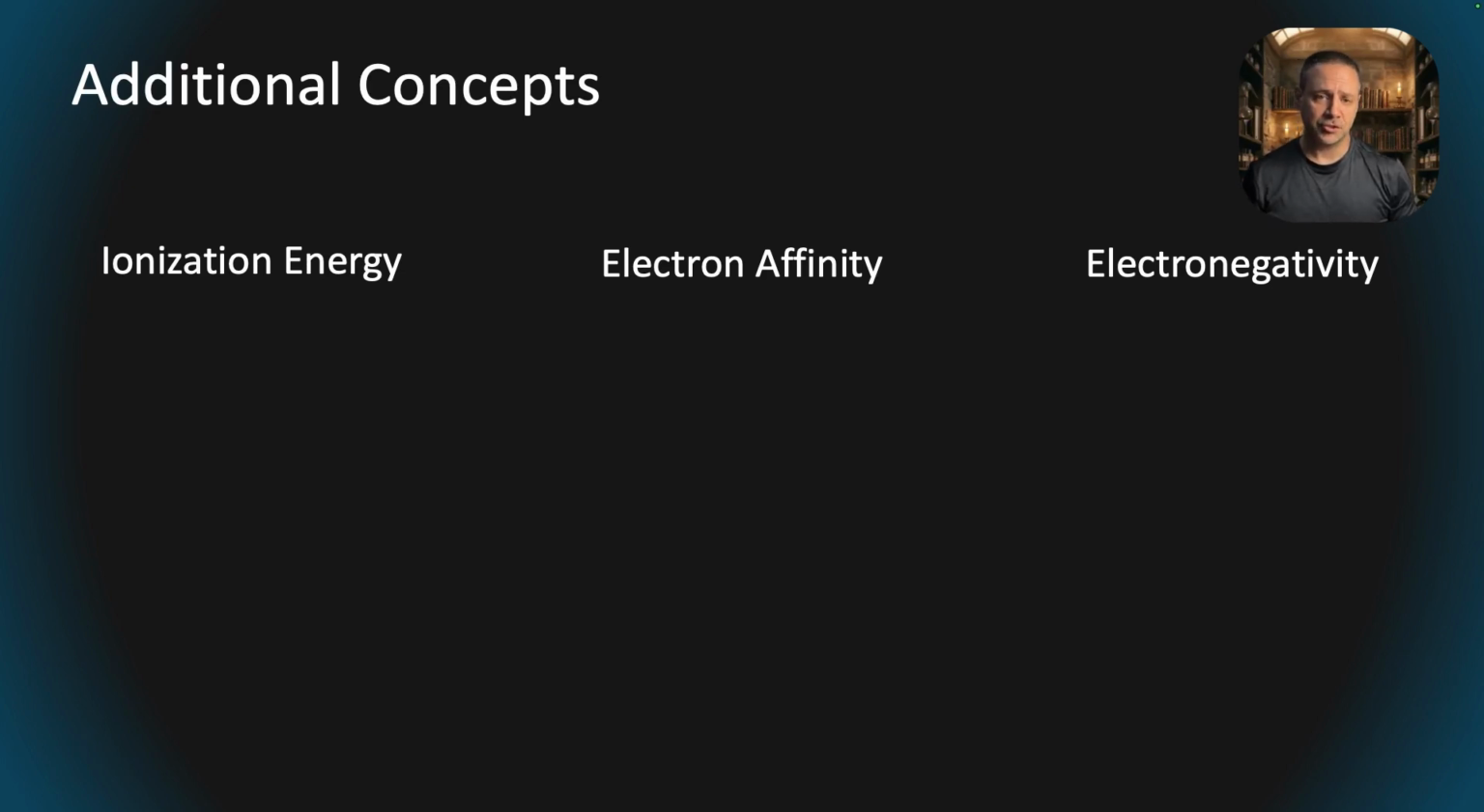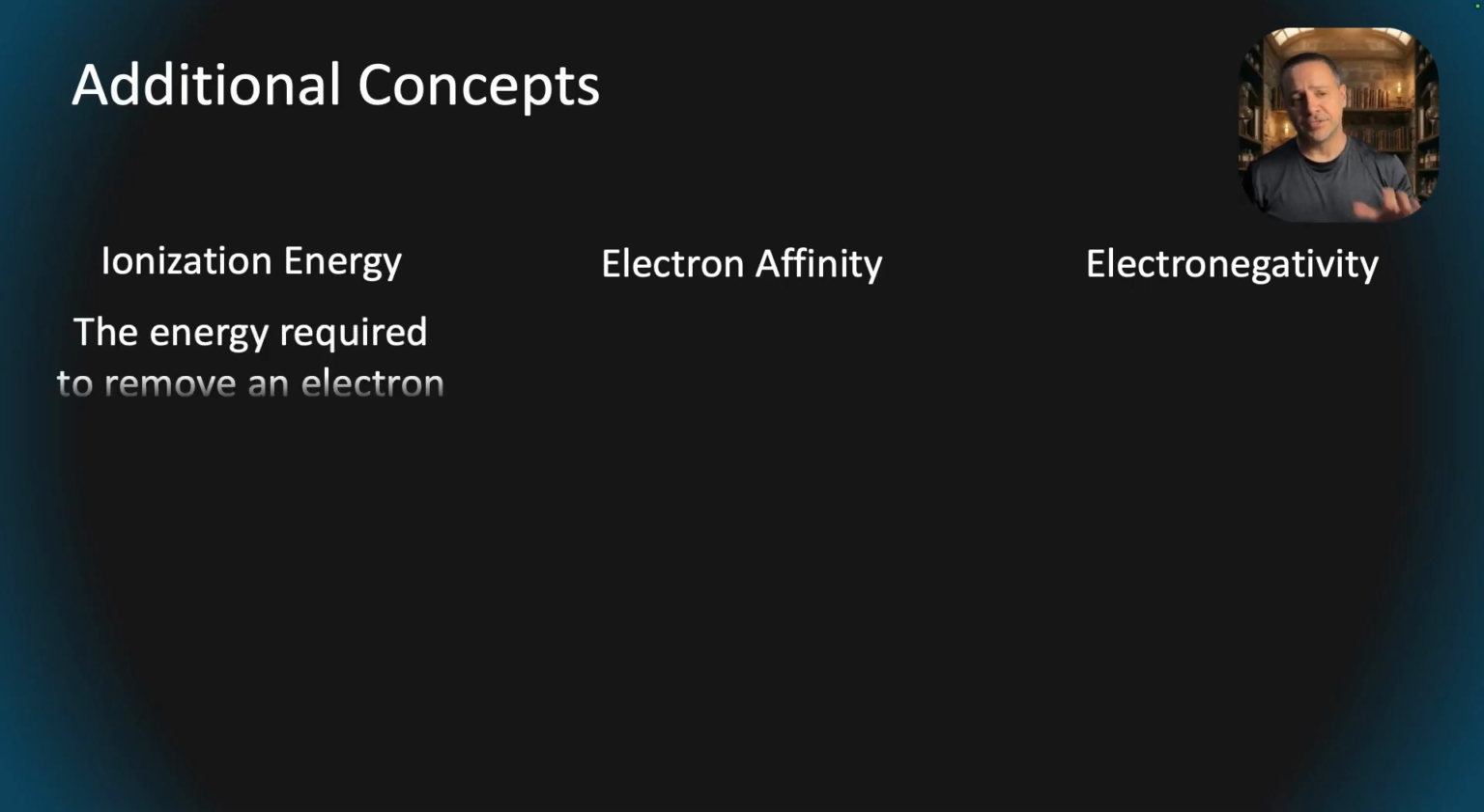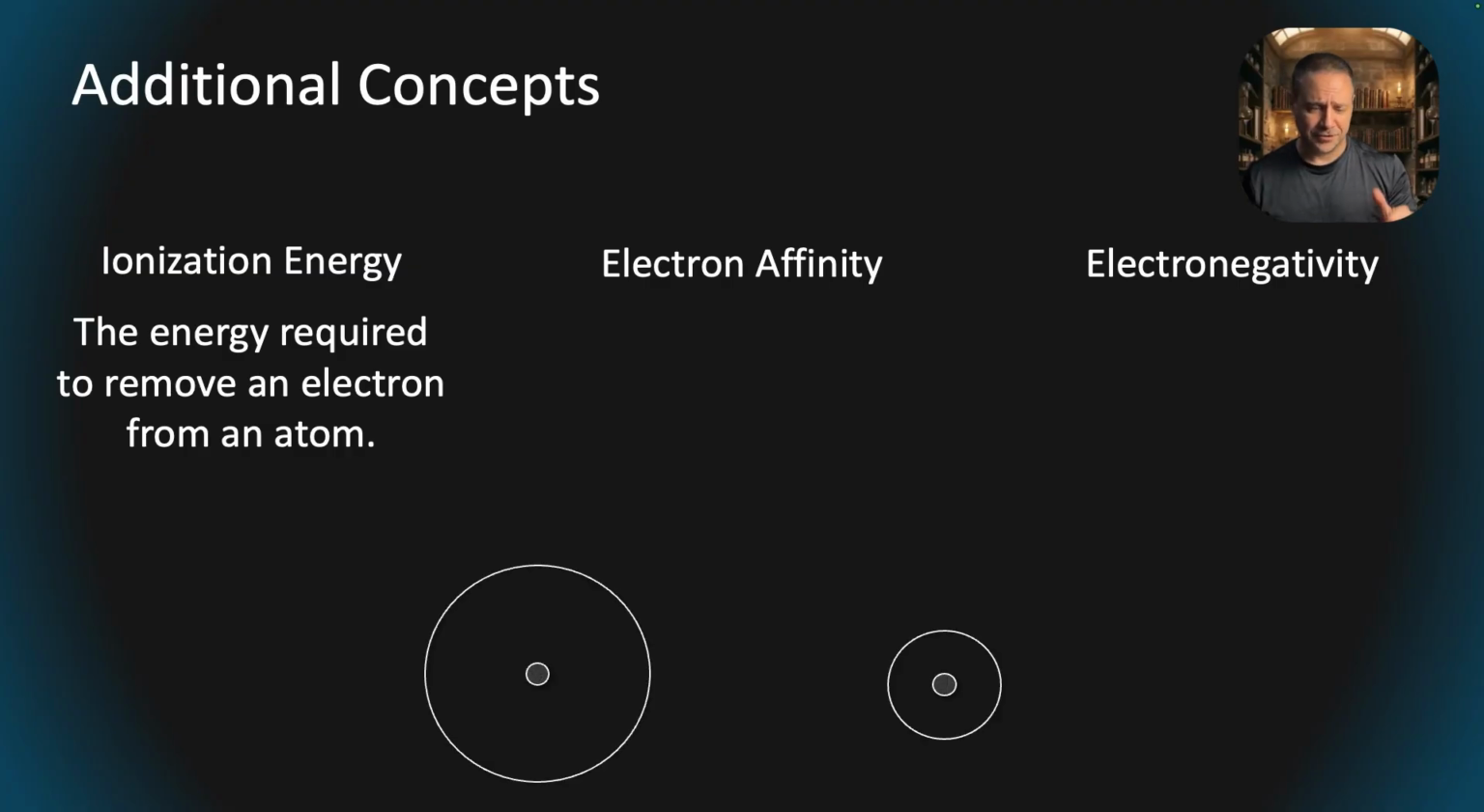I covered ionization energy in my 1.6 video. If you haven't seen that one, I highly recommend it. It's defined as the energy required to remove an electron from an atom. So let me compare 2 different atoms together. I like to think of this as how hard would I have to pull in order to rip one of the electrons off of these?